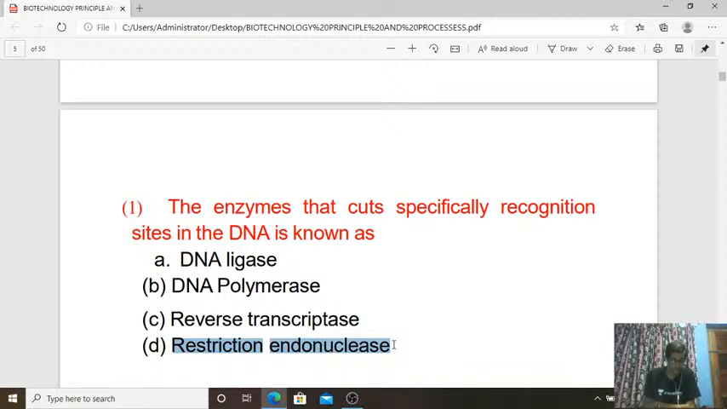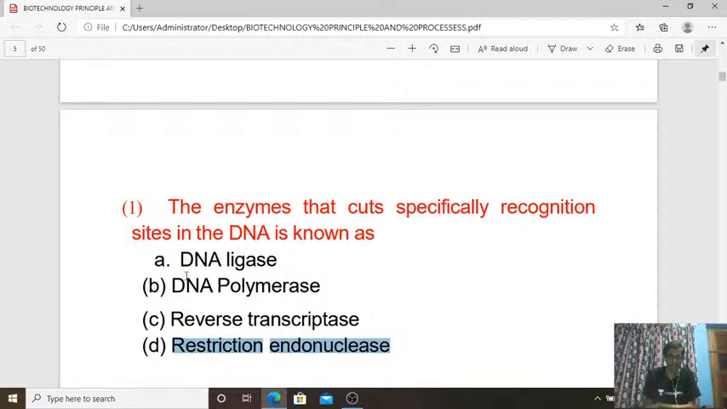What about DNA ligase? Anyone can answer in the chat box. What about the DNA ligase? Anyone know? You don't know? So what is a DNA ligase? It is the important enzyme required for ligation, joining of two DNA molecules. Then it is called DNA ligase.